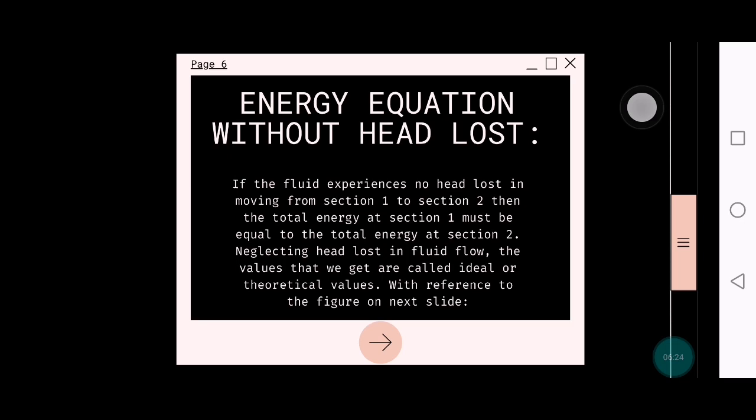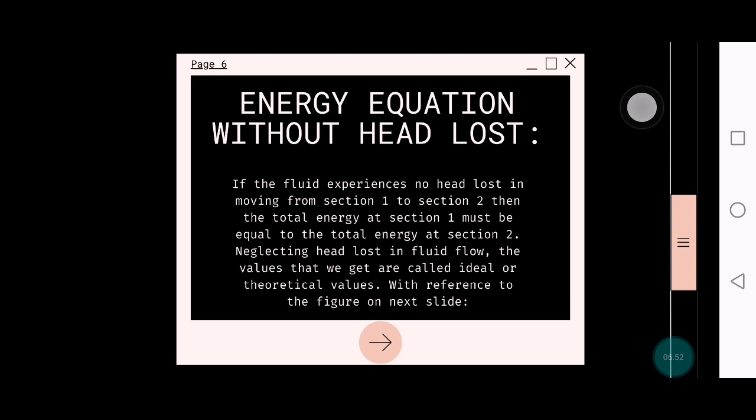Energy equation without head loss. If the fluid experiences no head loss in moving from section 1 to section 2, then the total energy at section 1 must be equal to the total energy at section 2. Neglecting head loss in fluid flow, the values that we get are called ideal or theoretical values, with reference to the figure on the next slide.